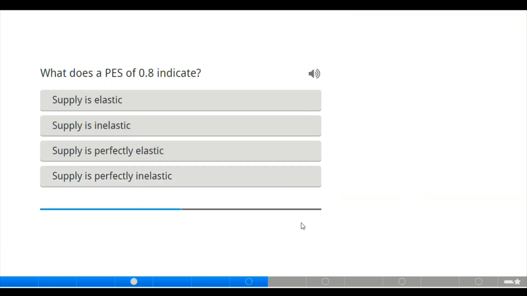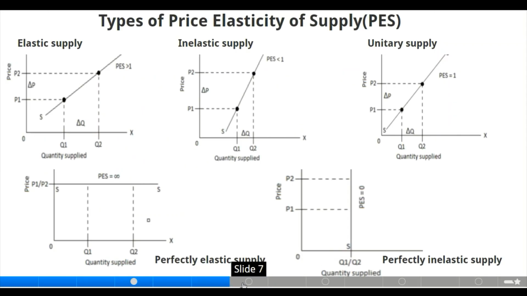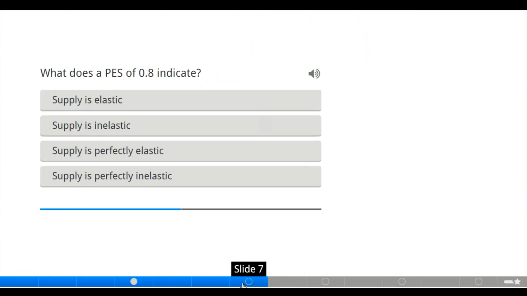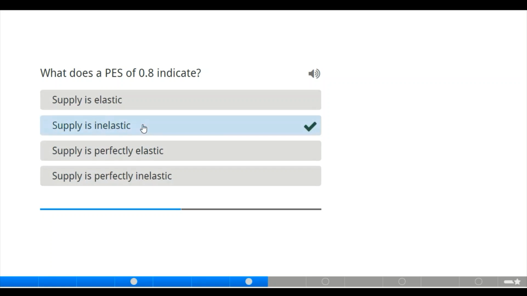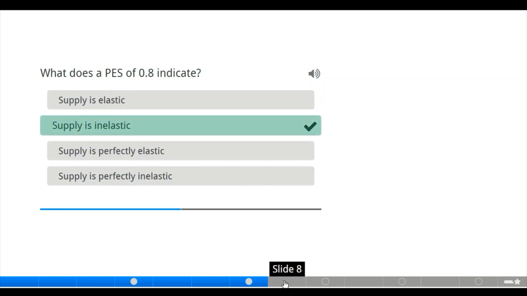Now, moving to an activity here. What does a price elasticity of supply of 0.8 indicate? According to our explanation here, what does 0.8 indicate? Is it elastic, inelastic, perfectly elastic, or perfectly inelastic? Of course, it is inelastic because it is less than 1.